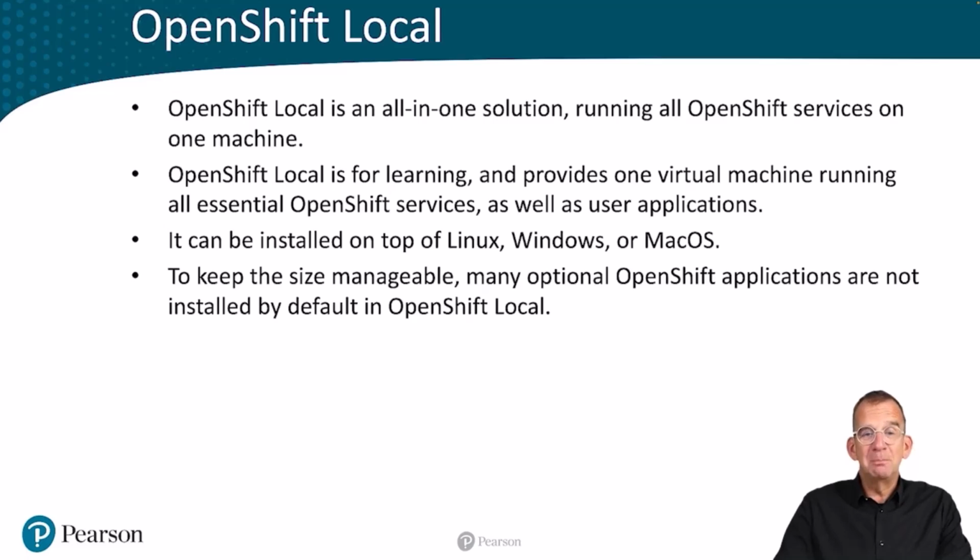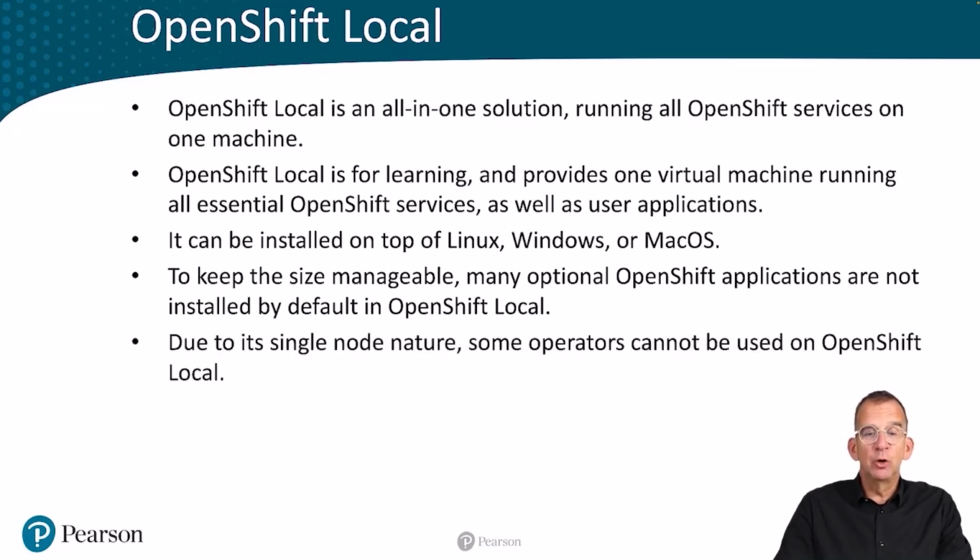Now, to keep the size manageable, many optional OpenShift applications are not installed by default in OpenShift Local. That shouldn't be a problem because in OpenShift you can easily add new applications by adding operators. And due to the single node nature, some operators can't be used on OpenShift Local. Let's talk about OpenShift virtualization, for instance. You can do OpenShift virtualization on OpenShift Local. You cannot do migration of virtual machines in OpenShift Local because in order to migrate a virtual machine, you need more than one computer in your OpenShift cluster.